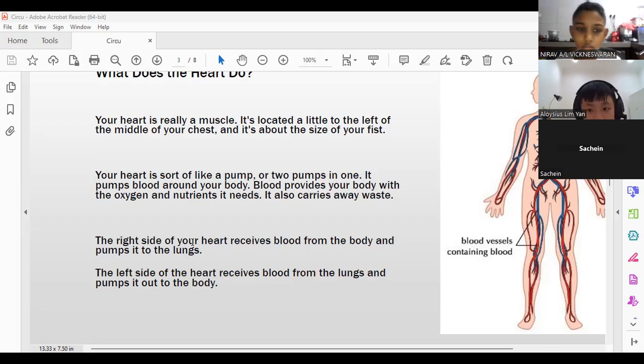Durgesh. Nirav, right? Nirav, read the last part. The left side of the heart receives blood from the lungs and pumps it out to the body. Okay, now when you read, I know sometimes you don't understand.